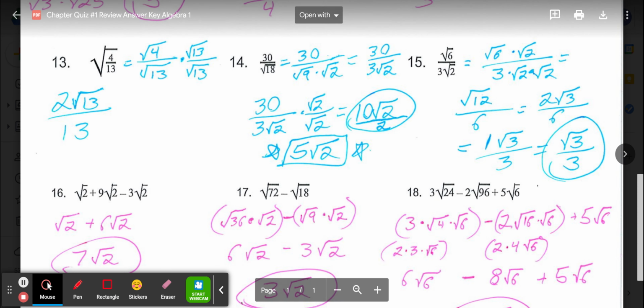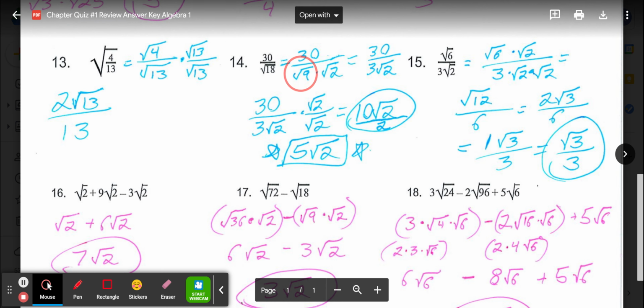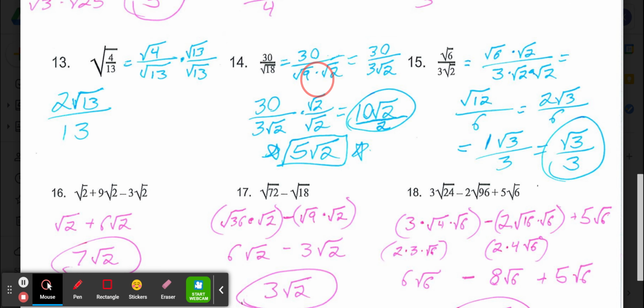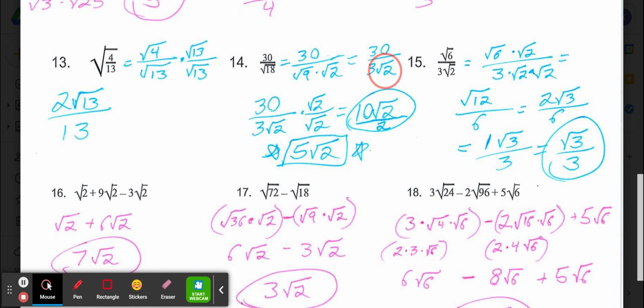In 14, 30 over the square root of 18. So on bottom, square root of 18 is the square root of 9 times the square root of 2. Square root of 9 is 3, so this is the same thing as 30 over 3 square roots of 2. So I want to get rid of the radical on bottom, square root of 2, so we're going to multiply top and bottom by the square root of 2.